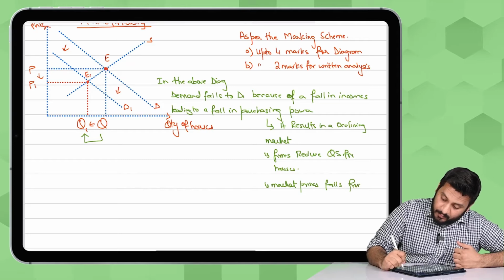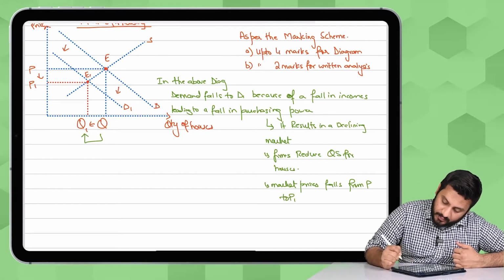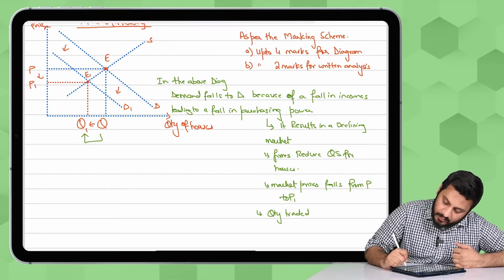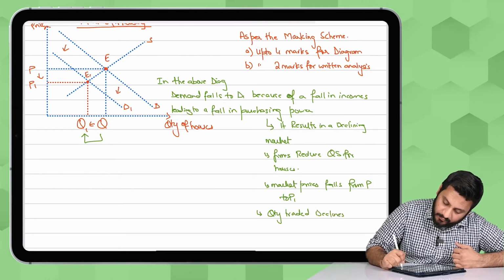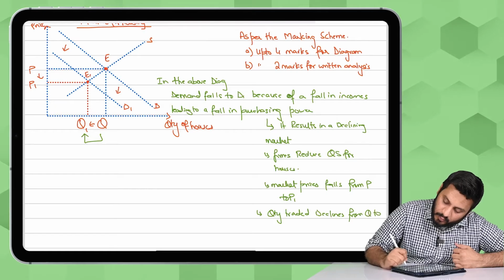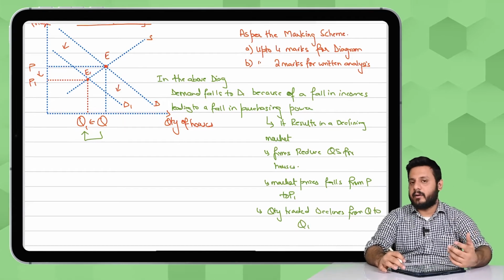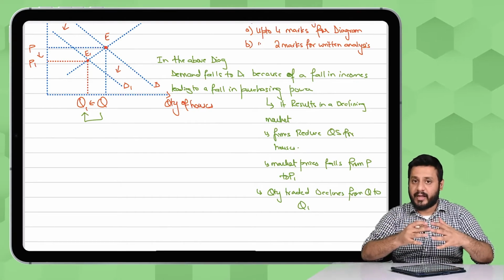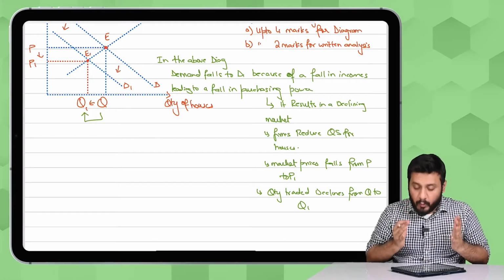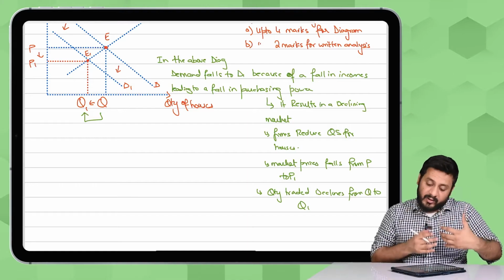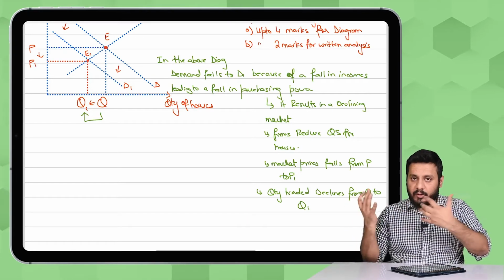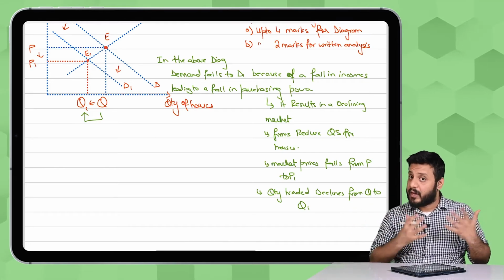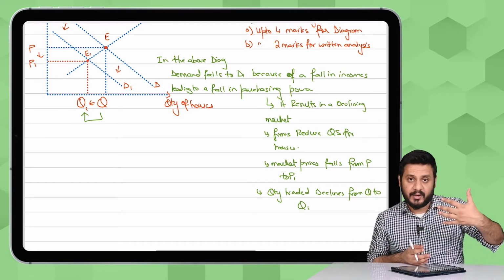from P to P1, and the quantity traded declines from Q to Q1. I'm not writing everything down over here, but you know what the explanation is. You're going to write it down, and you know what is going to happen. It's going to reduce the quantity being traded in the market, which means that the quantity that is bought and sold for houses will obviously decline.